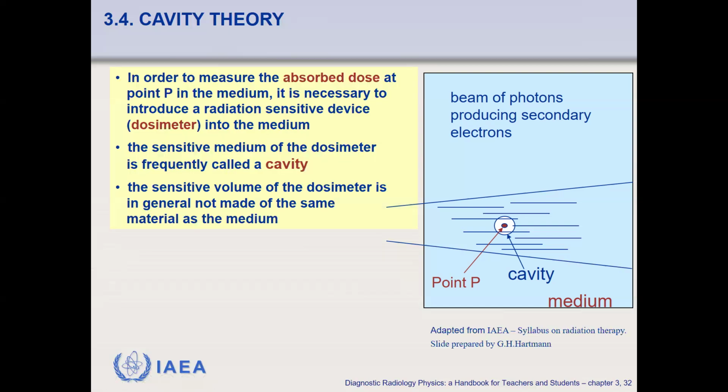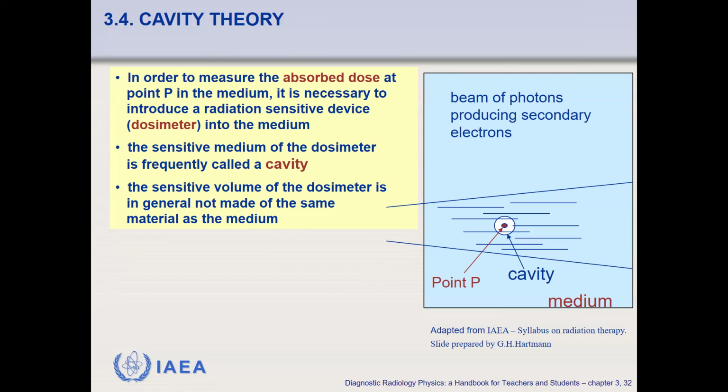Here we can talk about the dosimeters. So dosimeter, it's a tool, an instrument used to measure the absorbed dose at a specific point in the medium. So it's a radiation sensitive device, a device which is sensitive to radiations.